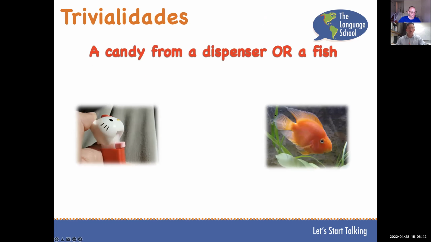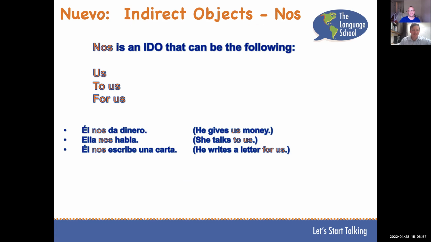Primero, trivialidades, Mateo. Aquí tenemos una palabra en inglés que es la misma palabra en español, que puede decir a candy from a dispenser or a fish. It's Pez. Yeah, muy bien. Excelente.